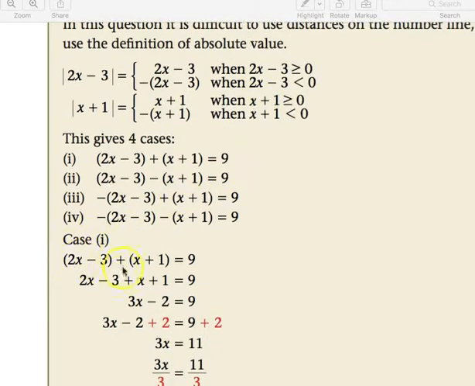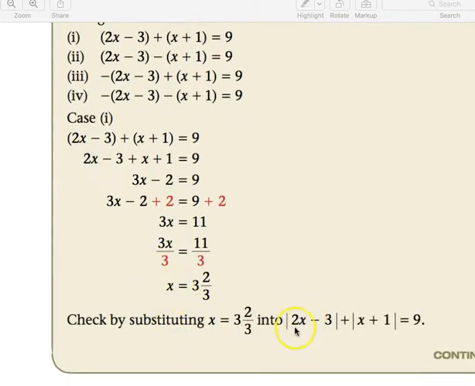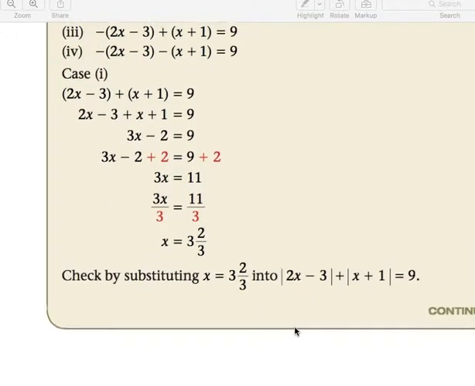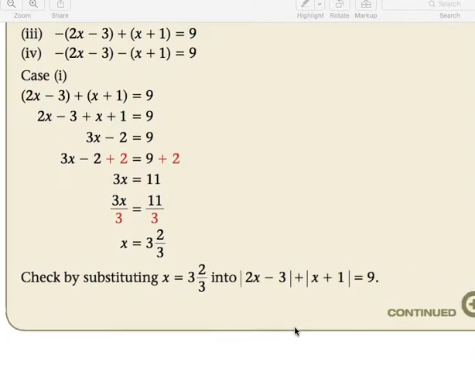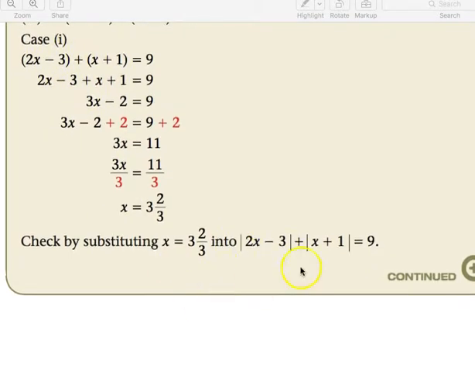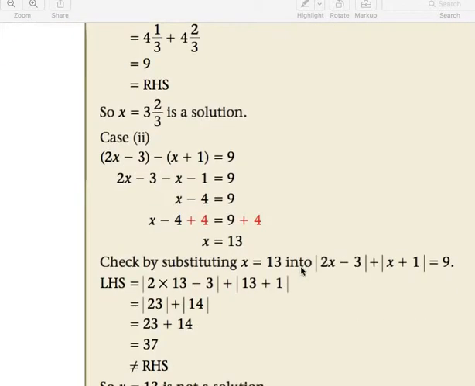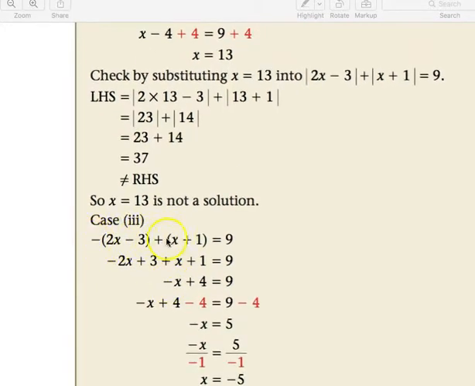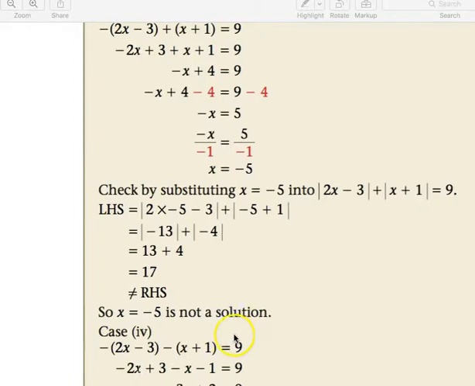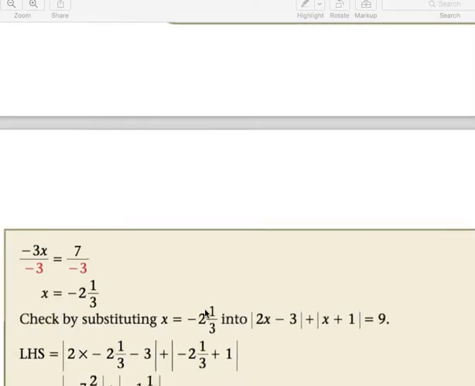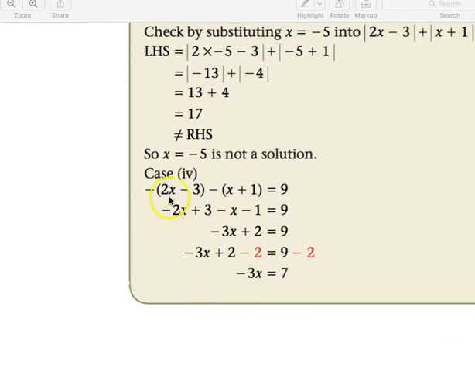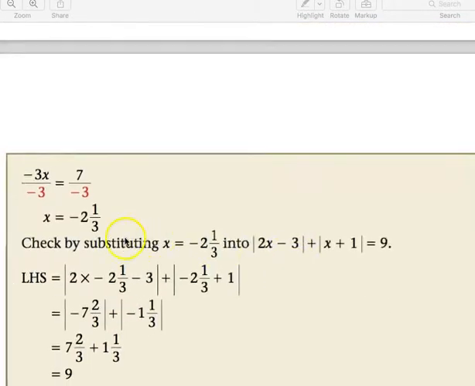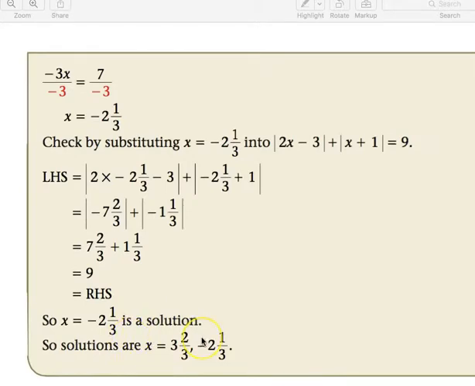So let's say you decided to do that, both positive, you get an answer, and then you have to check each answer. Now look how long this goes on for. We are not going to do it this way. So first case, both positive. Get an answer, check it. Yes, it's a solution. Case 2, the first one's positive, second one's negative. Get an answer, check it, not a solution. Case 3, the first one negative, the second one positive. Get an answer, check it, not a solution. And the fourth one, case 4, both negative, right? Get an answer, check it, is a solution, right? Takes forever.